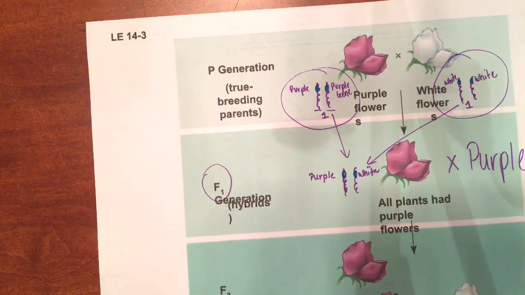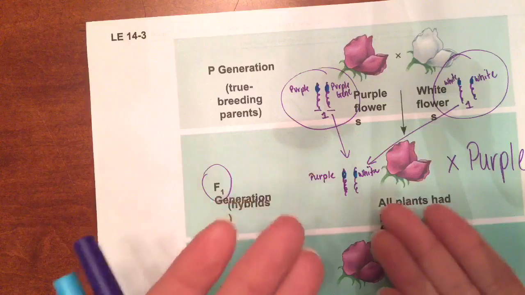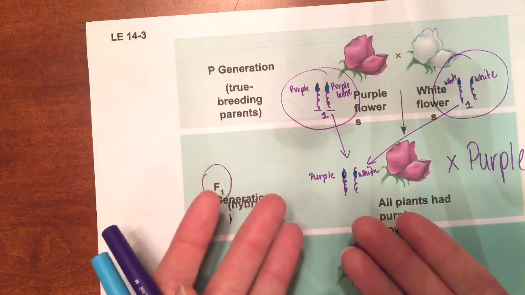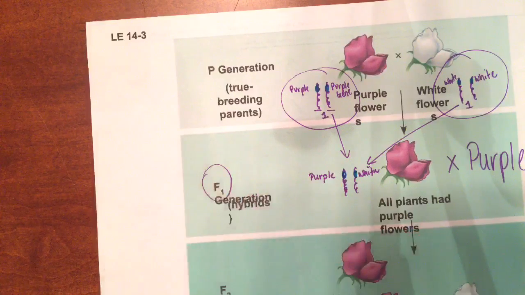The definition of dominant is that when you have two different versions of a trait in one individual, so that's what we have, a purple and a white, the one that shows up is the dominant one. And so the white one is recessive. It's hidden when it has a dominant trait. And so therefore now we can go to our fill in the blank notes and start to fill those in.